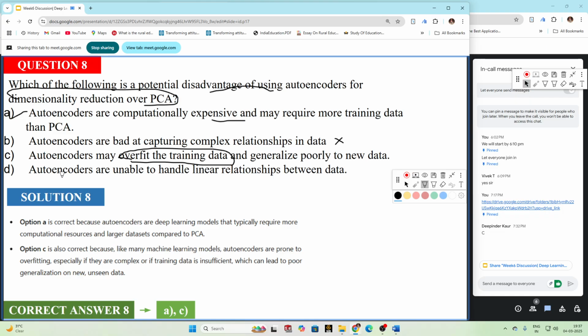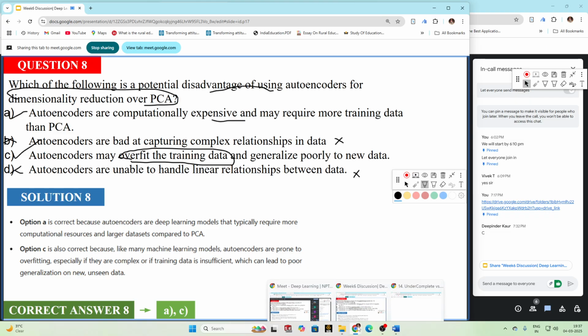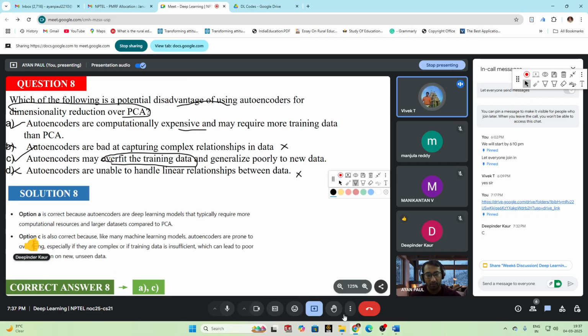Okay, option D, autoencoders are unable to fit linear relationships between data. This is again wrong. The relationship will be dependent on the activation function. Whatever activation function you use, the relationship will be based on that. So again, this is a false statement. So we are only left with A and C as your correct answer. Option A and C, technically it is written over here, you can read it. So option A as well as option C is your correct answer. Is it clear to all of you? Yes, sir.